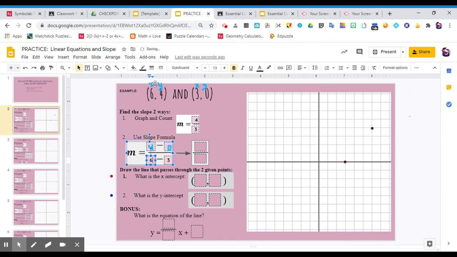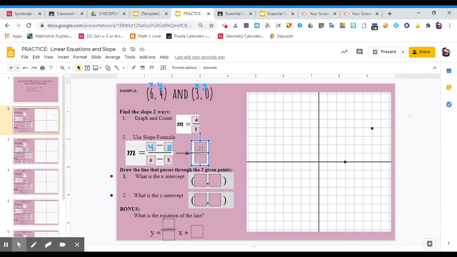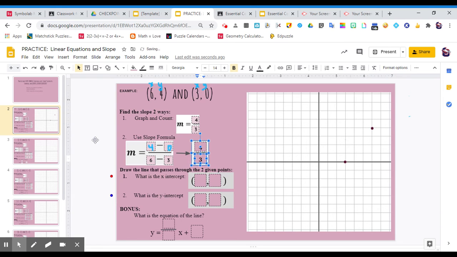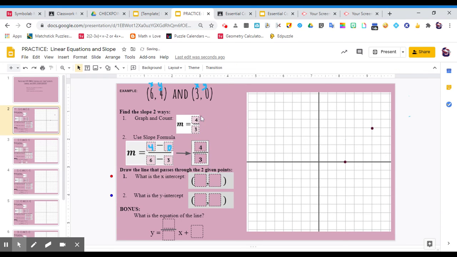All right, so you see our x minus x on the bottom, y minus y on the top. And now you're going to actually do that math. So we have 4 minus 0 is 4. And on the bottom, we have 6 minus 3 is 3. And you can see that our slopes match, which is good. That's what we wanted, a slope of 4/3.